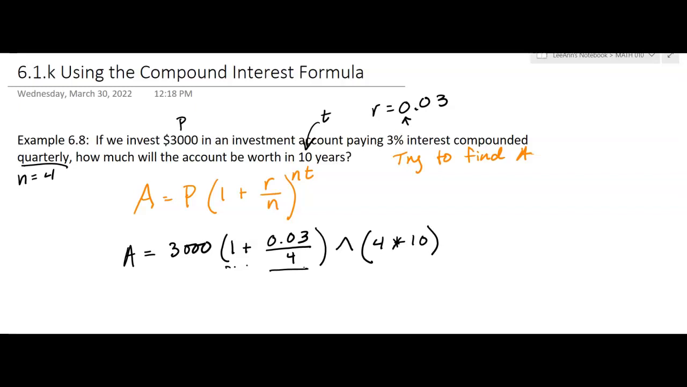All right, enter. I'll be rounding to the nearest penny. So it looks like I'll have $4,045.05. It does round up. So on the decimal part, this is what my calculator is saying.